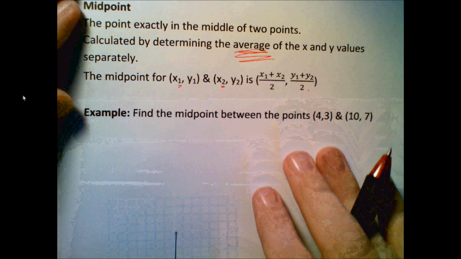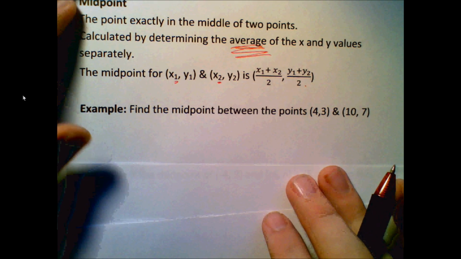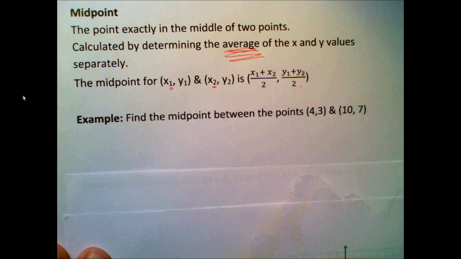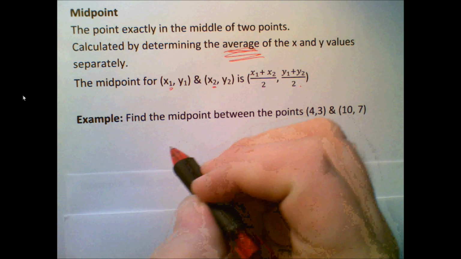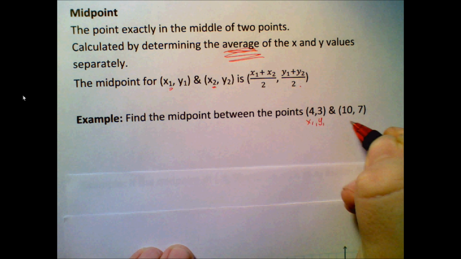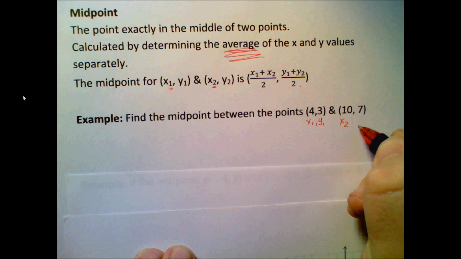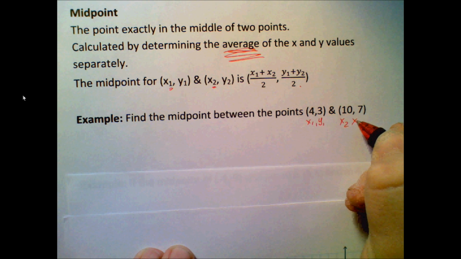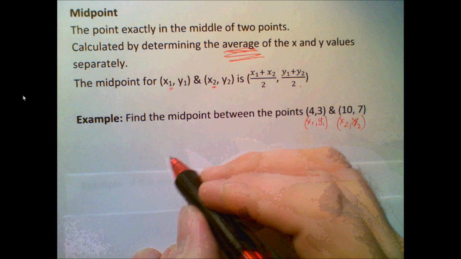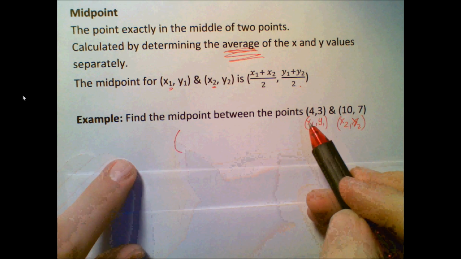Let's go over an example. Find the midpoint between the points (4, 3) and (10, 7). It doesn't really matter which one you pick, but I'm just going to put x1, y1 here, and x2, y2 here. Now, to find the midpoint, we add the x values together.